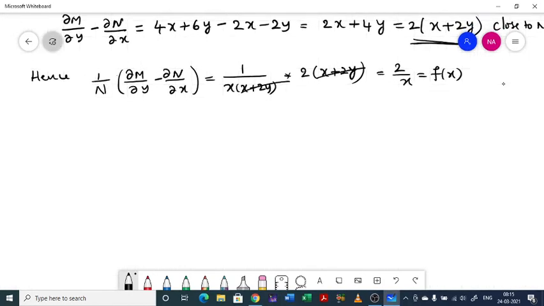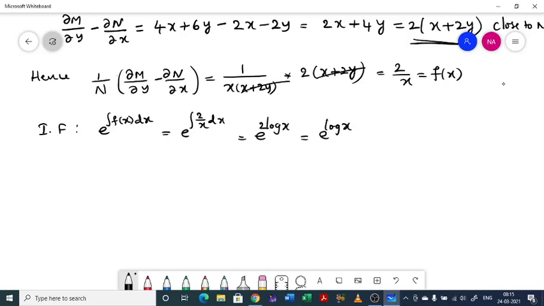Now the integrating factor is e to the power integral f(x) dx. So that is e to the power integral 2/x dx. So 2 you can take outside. Integral of 1/x is log x. So e to the power 2 log x. 2 log x can be written as e to the power log x². We know that log and exponential are inverse of each other, so that gets cancelled. We get x². So the integrating factor is x².